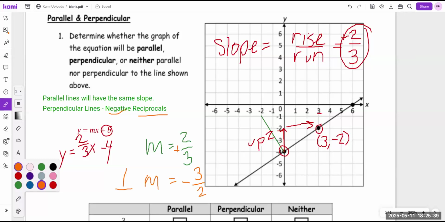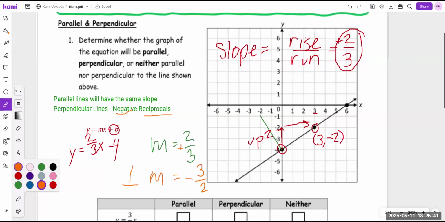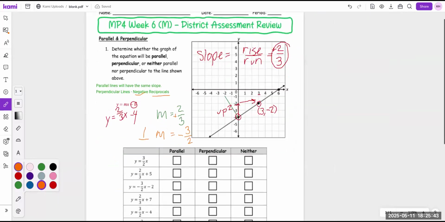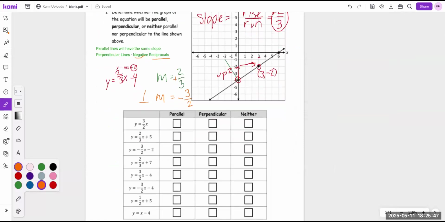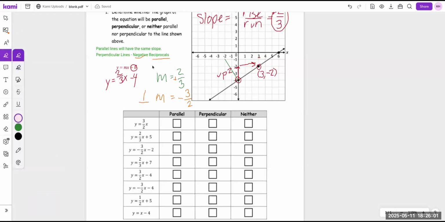Okay. So looking at this problem, what it's going to ask us to do is find which ones are parallel, which ones are perpendicular, and which ones are neither, right? All we have to look at is the slope, right? So for that first column of parallel, I am only looking for things that have a slope of 2/3.